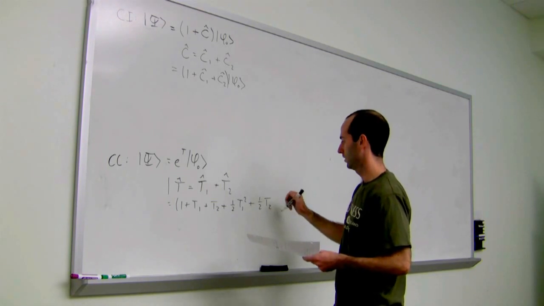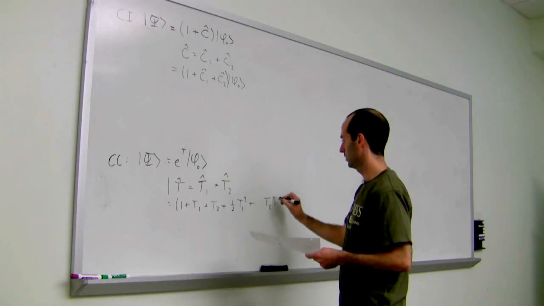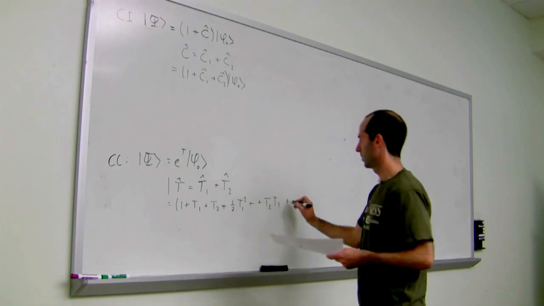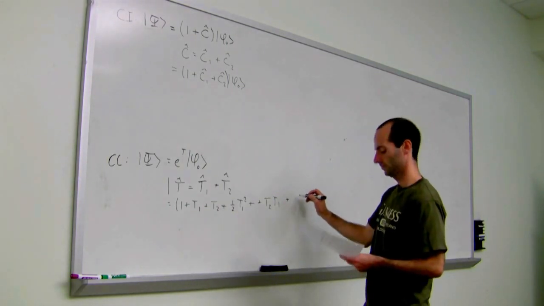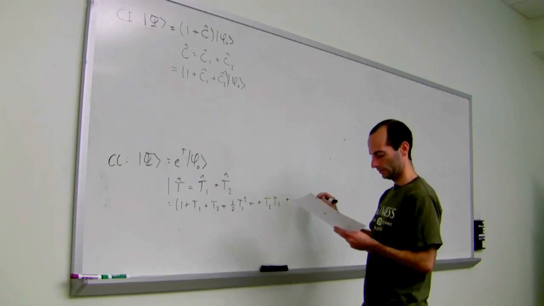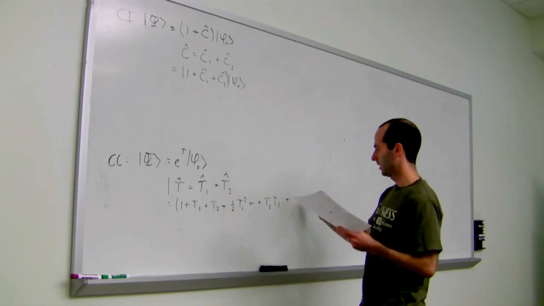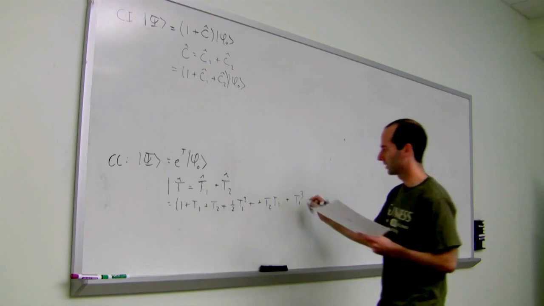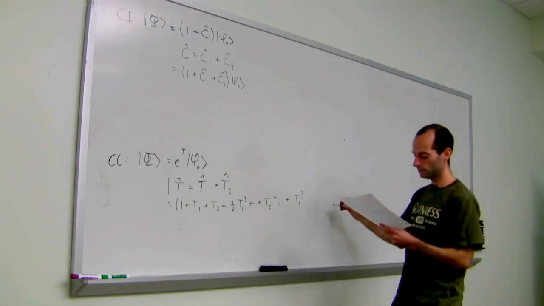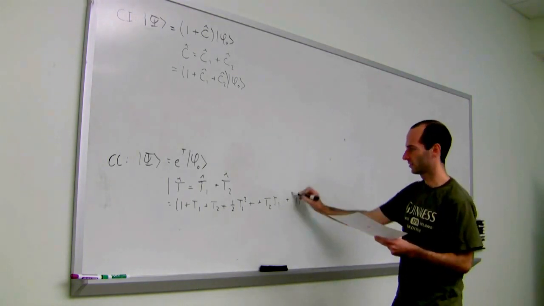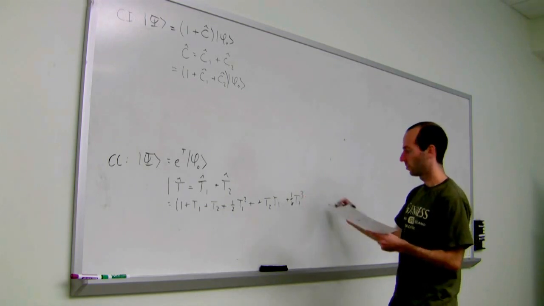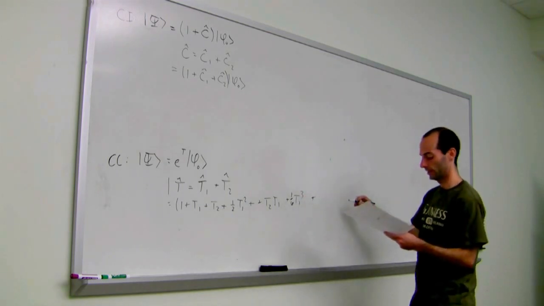T2, plus T2 T1, plus T1 cubed. This comes from the cubic term. I'm losing prefactors. There should be a 1/6 here. Plus, remember it's an infinite summation.